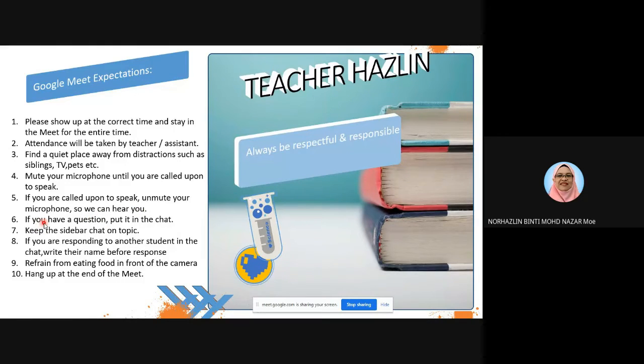Okay, 6, if you have a question, put it at the chat bar. Yang malu-malu tu bolehlah tulis kat chat bar. Okay, but it is good if you can speak with me during the discussion.